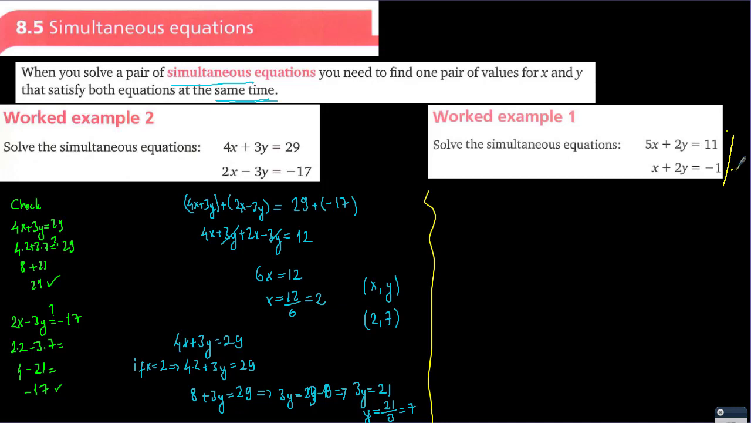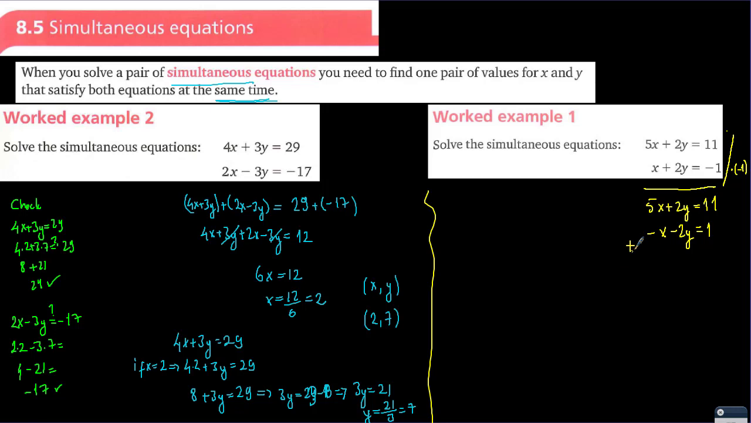So I'm going to multiply the second equation by -1, and this means I'm going to multiply all the terms by -1. The first equation is not going to change: 5x plus 2y is equal to 11. The second one is going to be -1 times x, which is -x, -1 times 2 is -2y, and -1 times -1 is equal to 1.